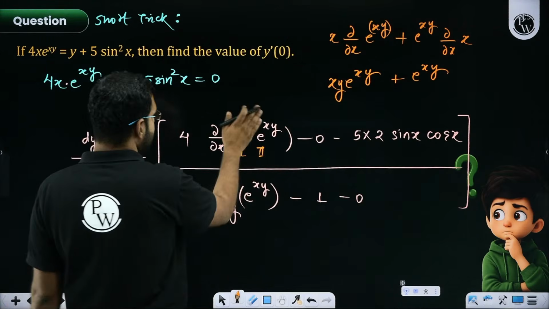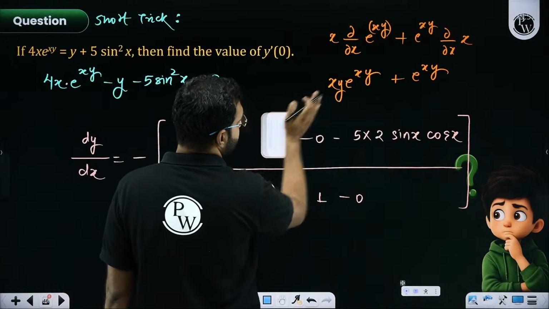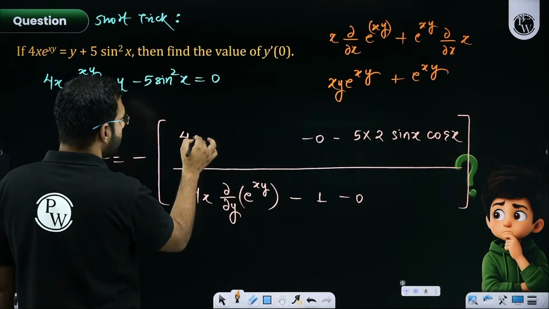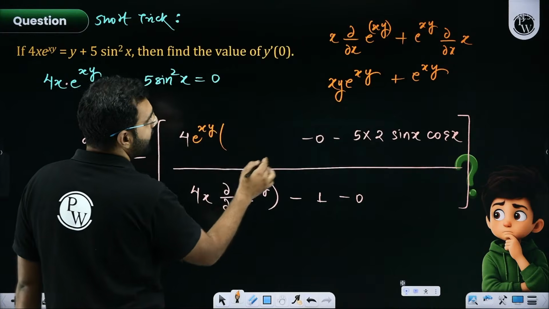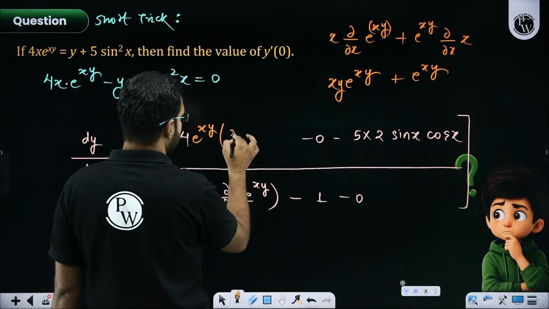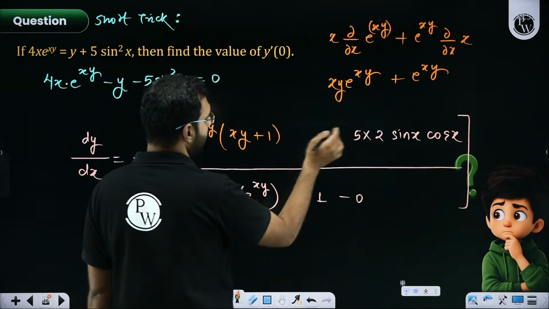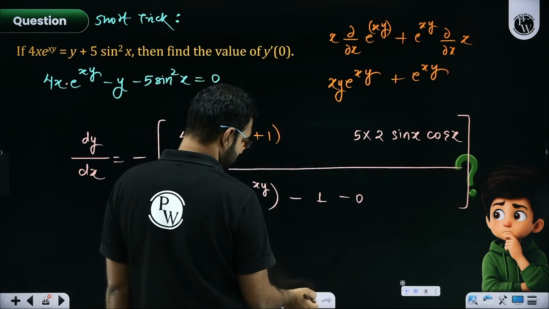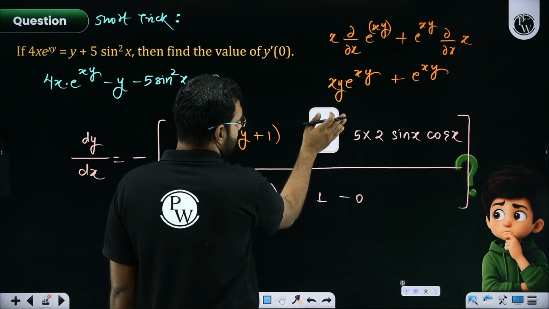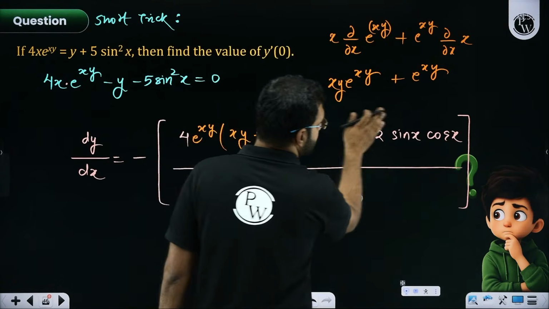So can I directly write this now? In place of this, can I just substitute it by this? So e to the power xy will stay common outside and I have xy plus 1. So this is xy plus 1. 0 simply omits. And there you have 5 into 2, or rather 5 only. What was the sign? Plus or minus? Minus. So this is minus 5 sine 2x.